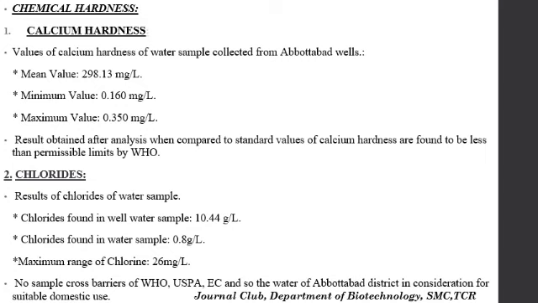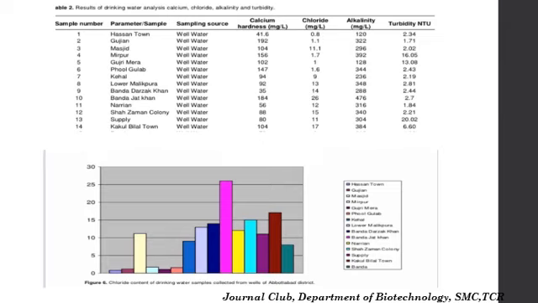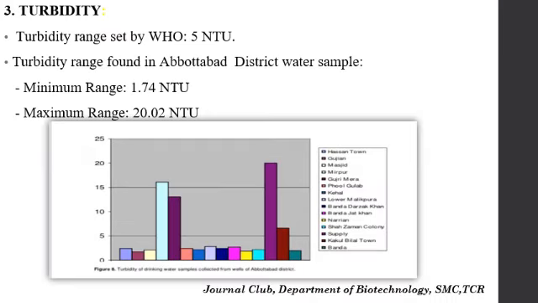Calcium hardness range set by WHO has a permissible limit 200 mg per liter and maximum limit 600 mg per liter. So, obtained results comparing standard value of calcium hardness are found to be less than permissible limits set by WHO. Turbidity. Turbidity range set by WHO is 5 NTU to 10 NTU. Turbidity range found in Abbottabad district water samples: minimum range is 1.74 NTU and maximum range is 20.02 NTU.